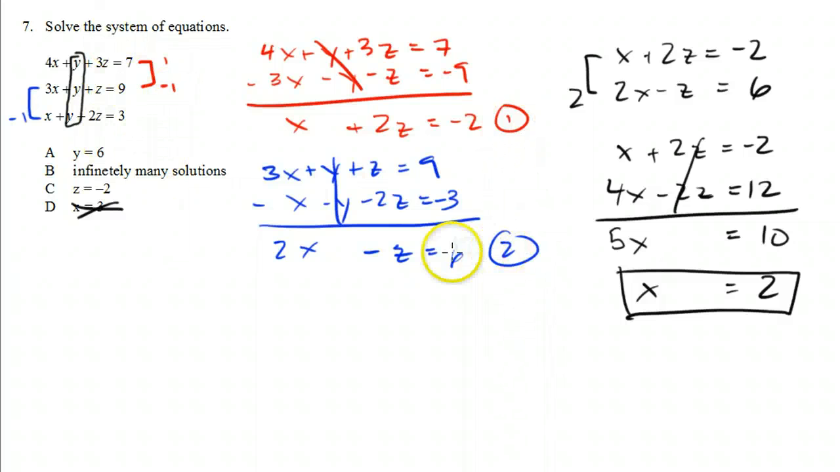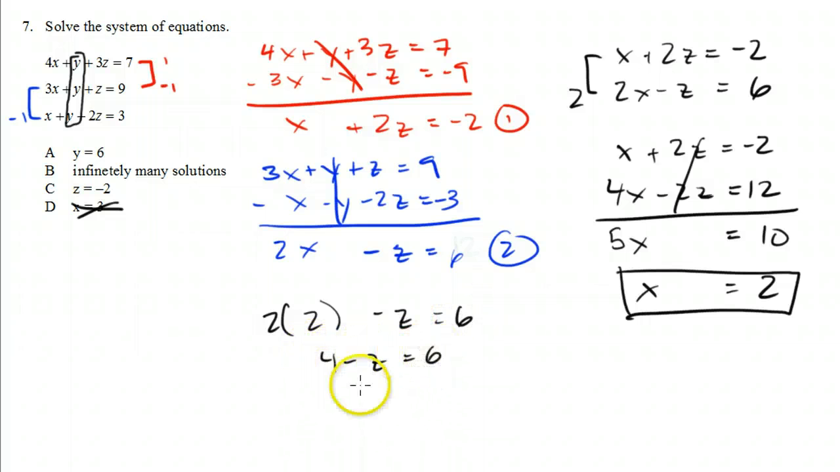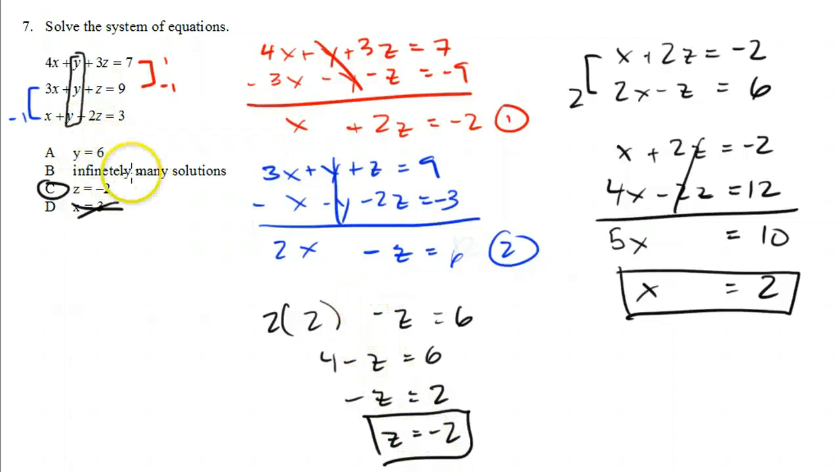So next, let's plug it into the second equation to find z. So if I do that, I get 2 times x, which we know is 2, minus z is equal to 6. And so this is 4 minus z is equal to 6. If I subtract 4, I get -z is equal to 2. And so z is -2. And there's my answer. So just in case you don't see that answer, we could always find out why, and we'll see it's not going to be 6.